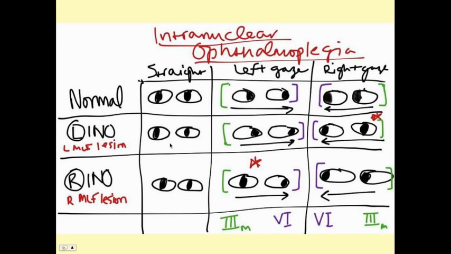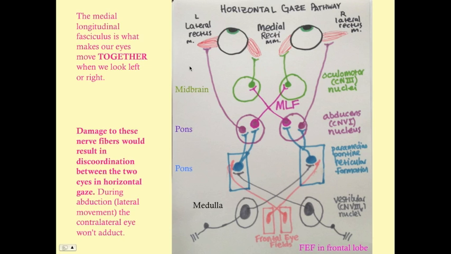Okay, and I just want to add one more time what determines which side your MLF is, because they are decussating. The left MLF is the MLF that terminates at the left oculomotor nucleus, and the right MLF is the MLF that terminates at the right oculomotor nucleus. So it's not where they start, it's where they end.